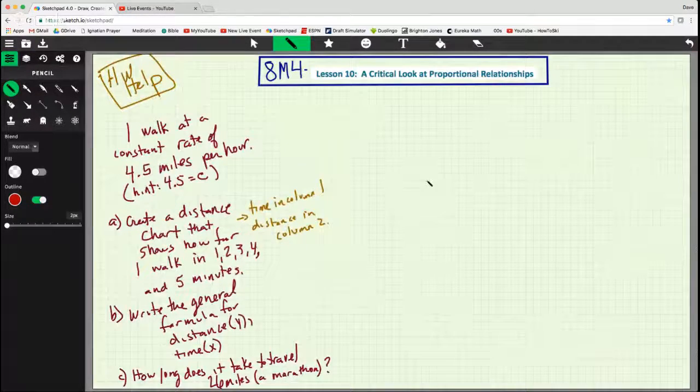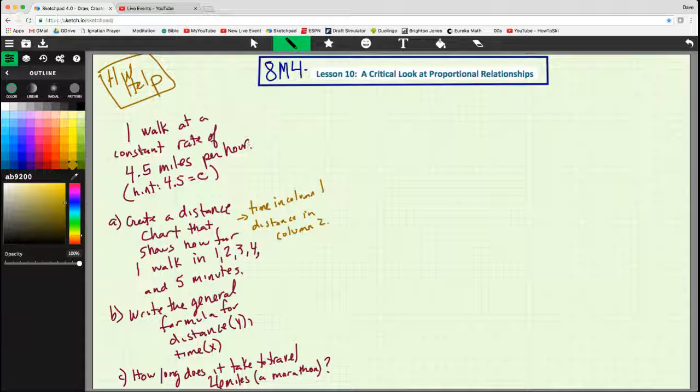So now I'm going to tell you I walk at a constant rate of 4.5 miles per hour. So my hint to you, this is a different way of asking the question. So C is 4.5. I want you to create a chart that shows how far I go in 1, 2, 3, 4, and 5 minutes. I want you to write the general formula. And then I want you to tell me how long it takes to travel 26 miles if I walk at this rate. And that's the marathon distance, by the way, just for a little bit of trivia.